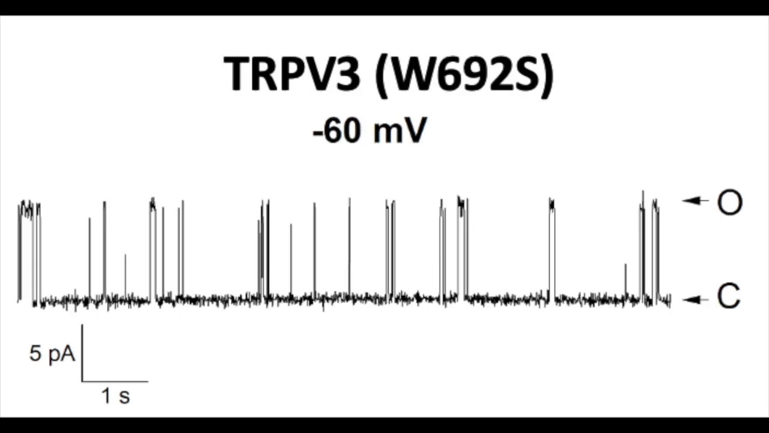And here we have our last TRPV3 Olmsted mutant variant, mutated at tryptophan 692. And again, this patch clamp was taken at room temperature, and it shows that the channel is active and fluctuating between open and closed states.